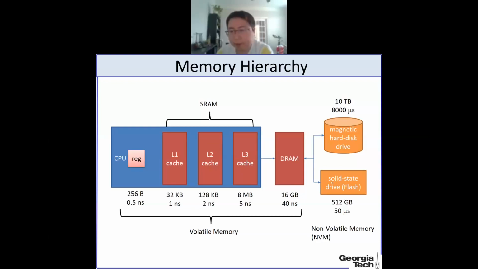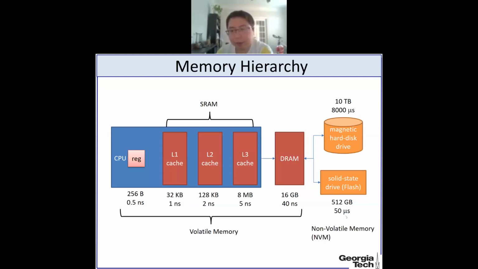So this is the technology for the SSD, solid state drive. And also you may have the magnetic hard disk drive. So this is for even larger data volume storage. For the hard drive, these days you can have tens of terabytes of data. But you need a very long time to access the data. So this latency is like milliseconds. This is slow. And SSD is relatively faster, but the capacity is typically hundreds of gigabytes these days.